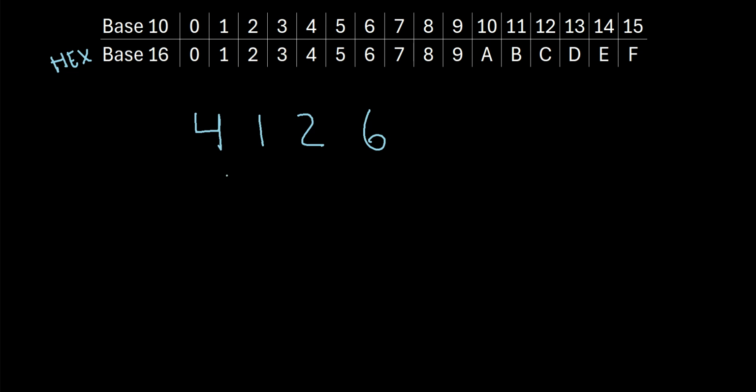All right, let's try one last example. Let's say we want to convert the octal number 4126 to hexadecimal. How can we do that? Well, we'll start by breaking out each of these individual values into 4, 2, and 1.